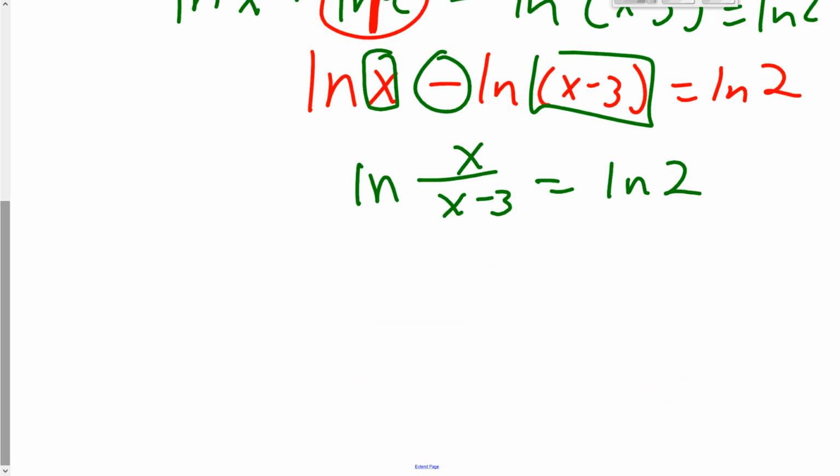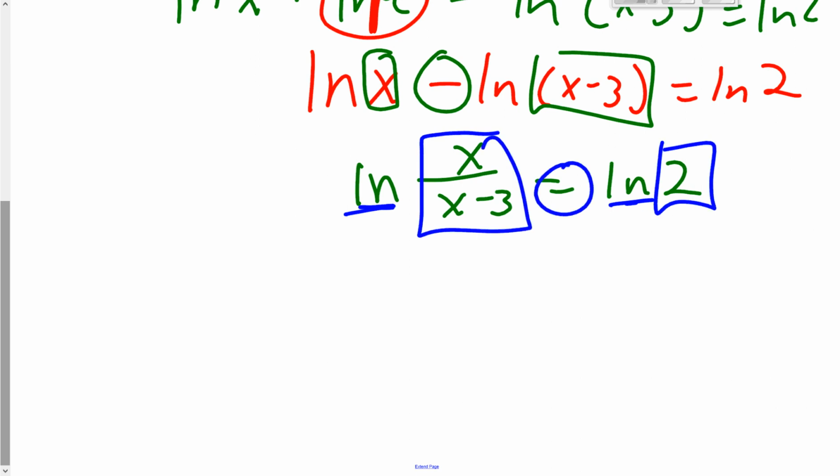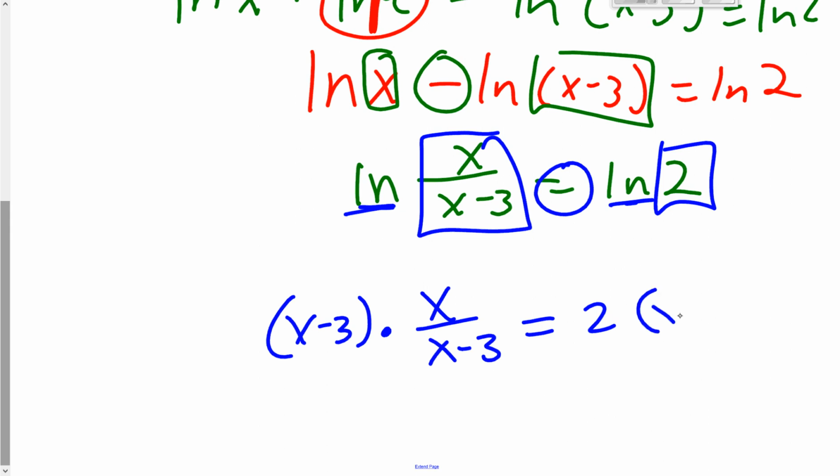Okay, so now the logs are on both sides, right, and it's the same log, so what I'm taking the log of also has to be the same. So x over x minus 3 has to equal 2. And then we do have a restriction here, right? X cannot be 3, because then we would get 0 on the denominator here. But we can multiply both sides by x minus 3, right, to get rid of that denominator.